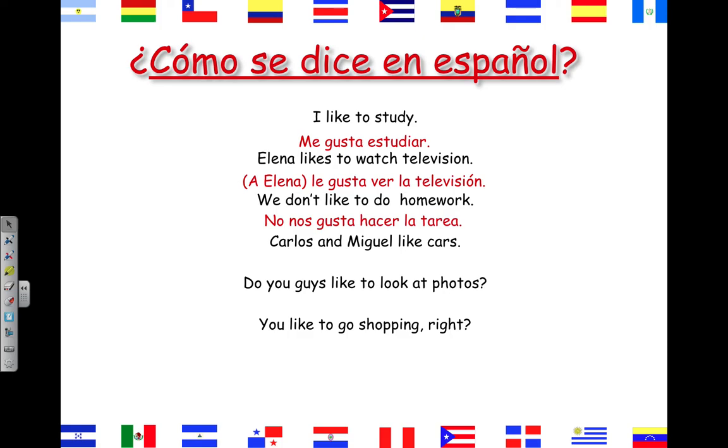Remember, gusta is agreeing with the infinitive hacer. It has nothing to do with the nos. Don't ever write gustamos. Carlos and Miguel like cars. A Carlos y a Miguel les gustan los coches. Gustan is plural because of coches. It is not gustan because of Carlos and Miguel. We don't care about Carlos and Miguel. If you knew Carlos and Miguel, you wouldn't care about them either. We care about the coches, and that's why gusta is gustan.